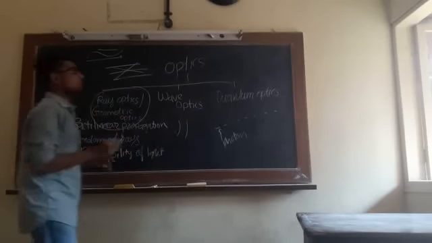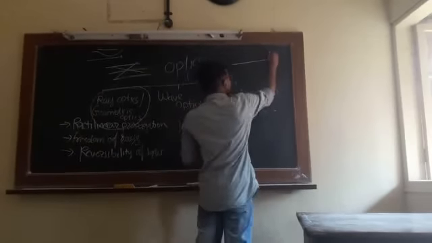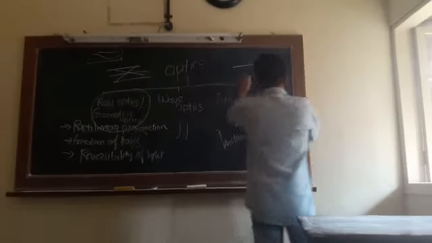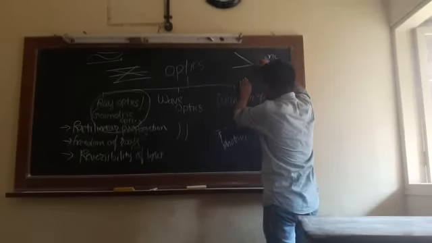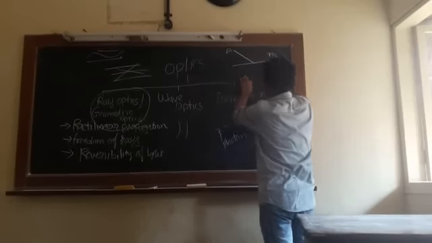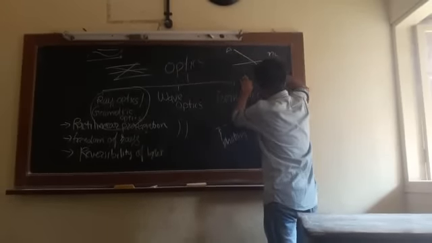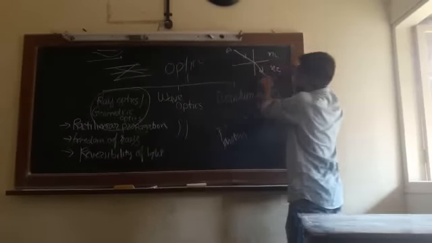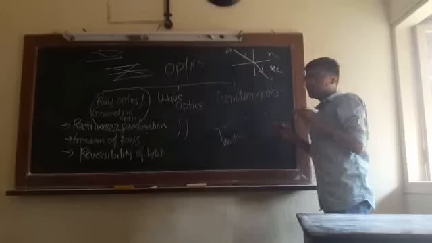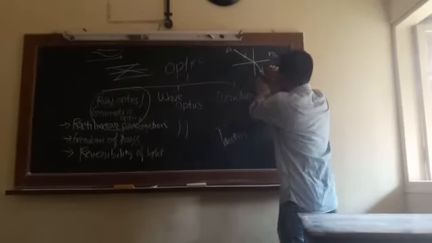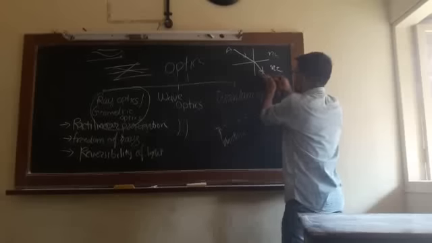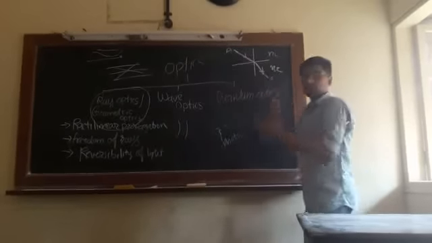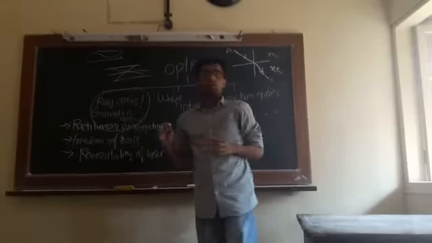It means, suppose these are 2 media of 2 different refractive indices, and light travels from one point, and after refraction it goes to point C. So if we reverse the direction of the light ray, it will also follow this same path, and this is called reversibility of light.